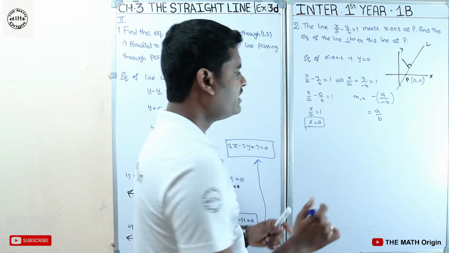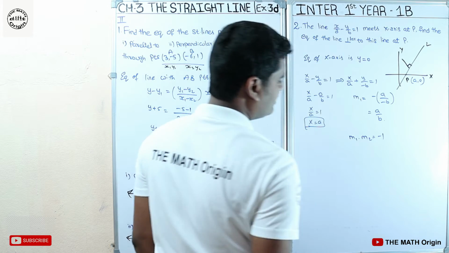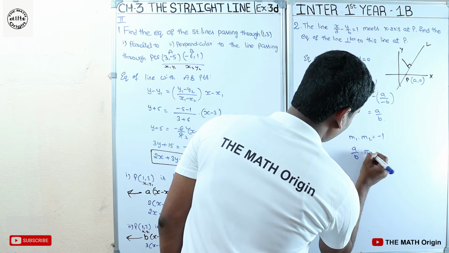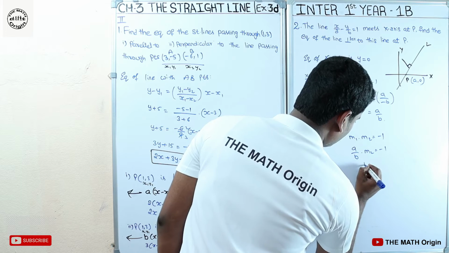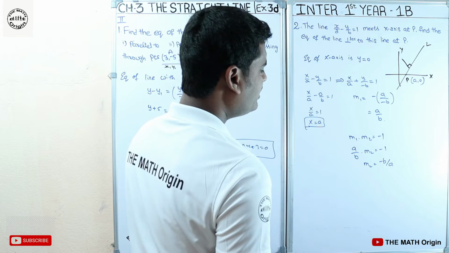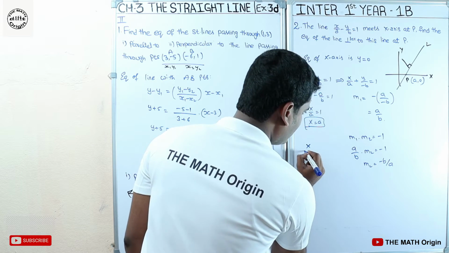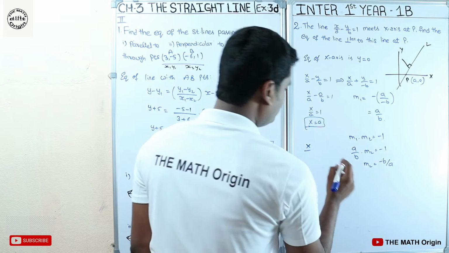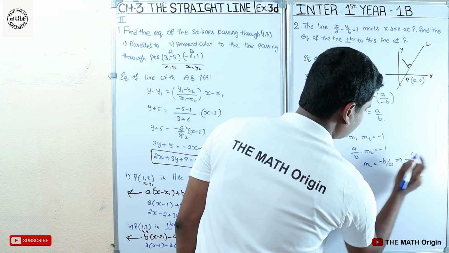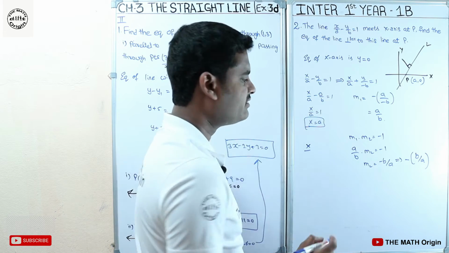If two lines are perpendicular, the product of their slopes will be minus 1. So we have m1, a by b, into m2 equals minus 1. So m2 equals minus b by a. Therefore m2 is minus b by a. So m2 here the values will be minus of b by a. So both x coordinate and y coordinates are positive.